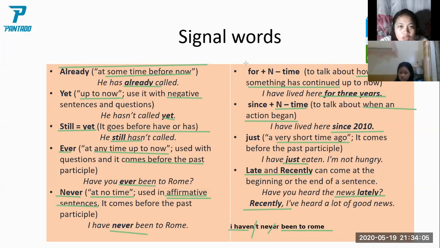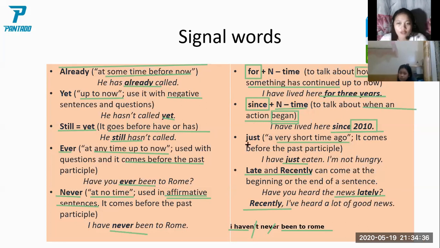When you are using the word for, that means you are not talking about the date of the beginning. But if you are using the word since, then you must provide the date of the beginning, to talk about when an action began. And the word for just talks about how long.